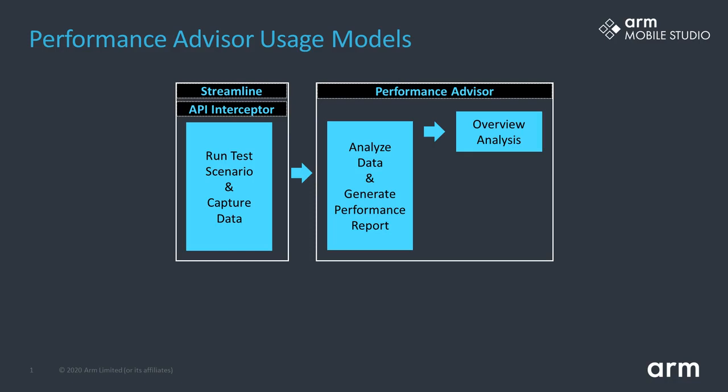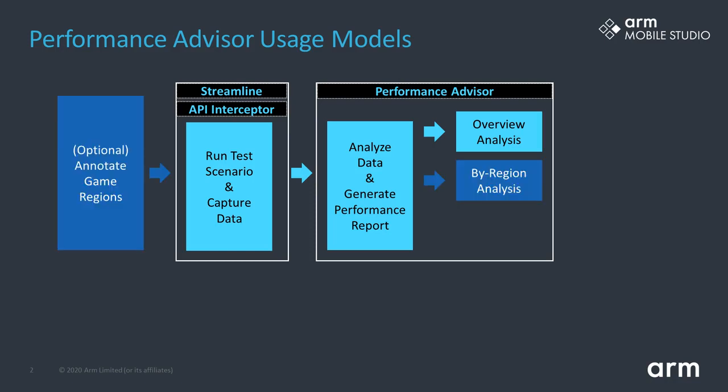In reality, games are complex with variable workloads based on where the player is standing, what they are looking at, and what happens to be happening on the screen at that point in time. To provide some level of semantic knowledge to performance reports, developers can annotate their game using simple code markers to break up their test scenario into different regions. With regions defined, the performance report will provide analysis per region in addition to an overall summary.